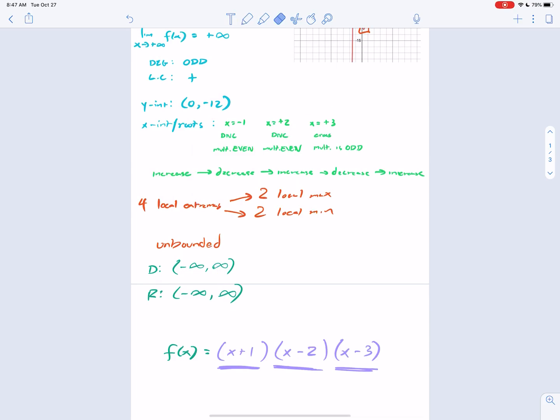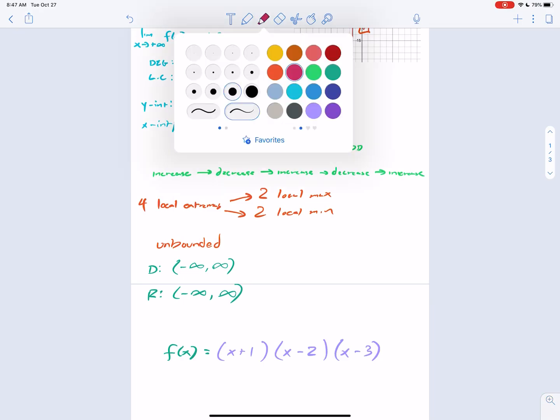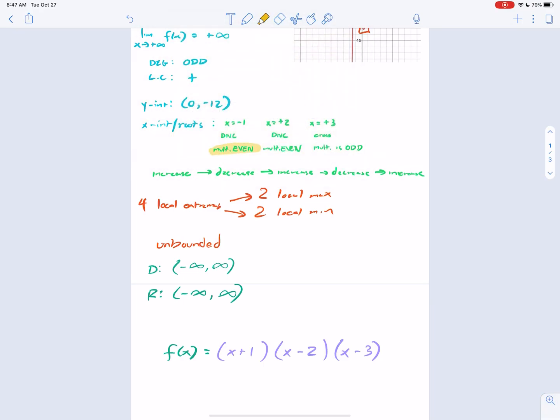Okay, so here we go. But I also notice that there are multiplicities here. Okay, so I know that with the 3, the multiplicity has to be odd, so meaning the exponent right there has to be an odd number. We have to have an even number here, and we have to have an even number here. Okay, so this is probably the most challenging part.